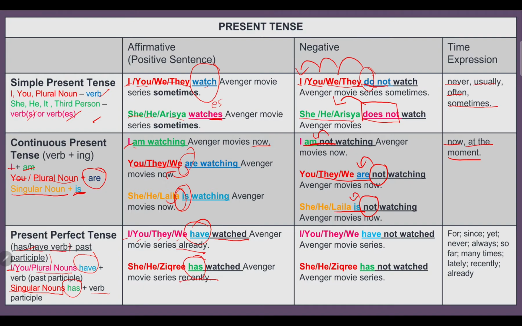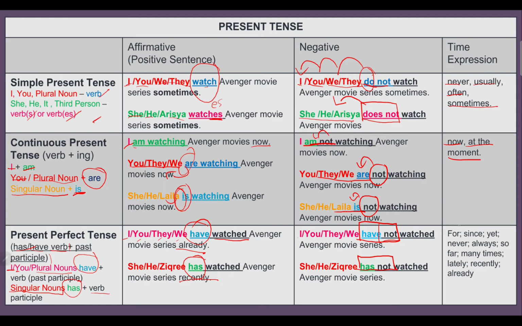Okay, for negative, I, you, they, we have not. So we still use the same have and has. We only add on the word not behind, or after, the word have. So for singular, she, he, Zikri has not watched Avenger movie series. So that is how we make it negative.